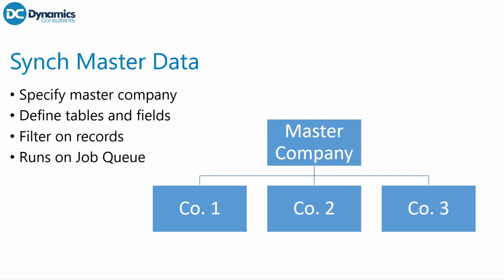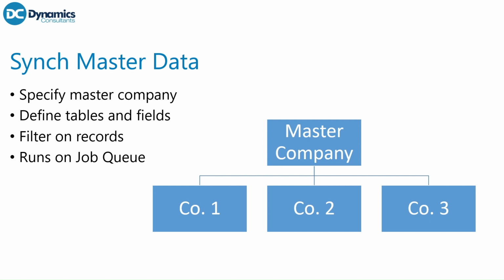You can also filter on records, so it might be, for instance, that you want to synchronize down all customers from the master company that are for a particular country or for a particular customer price group or anything else you might want to filter on, and you can just pass a subset of that data down from the master company to each of the individual sub companies.